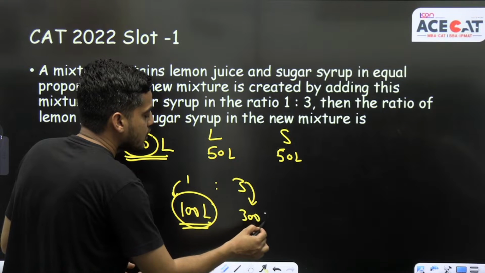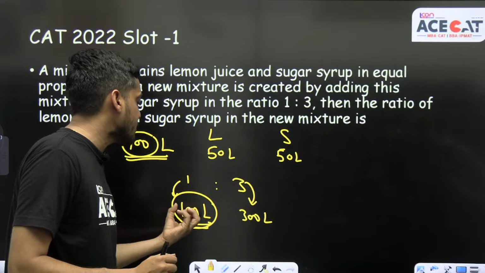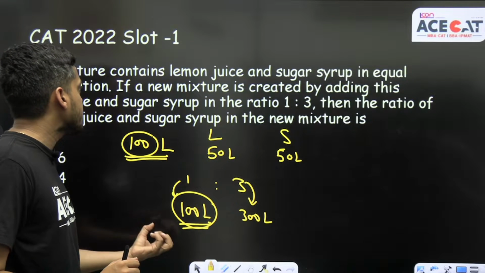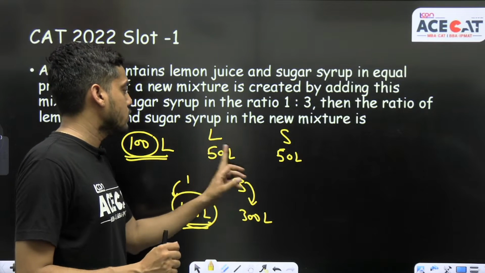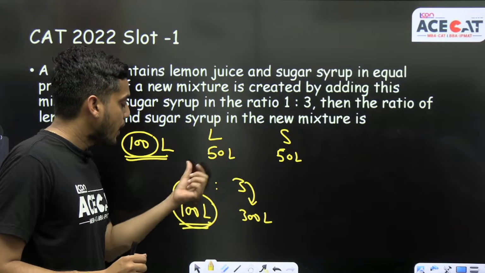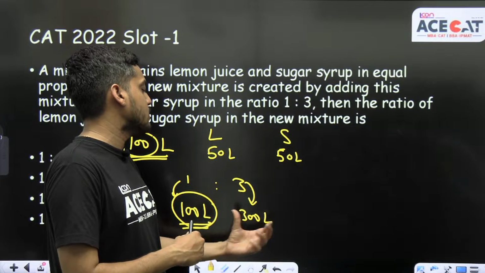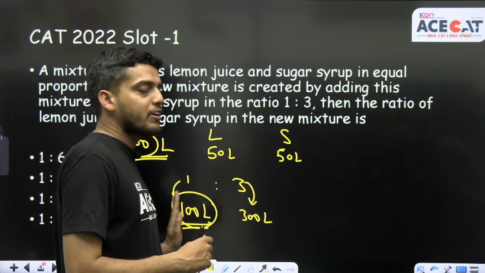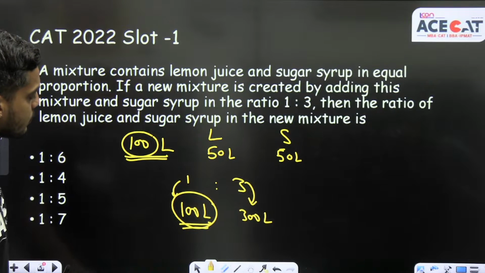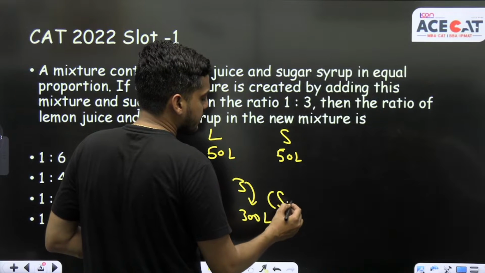Yes or no? So what we are doing is mixing 100 liter of our first mixture of lemon juice and sugar syrup, in which lemon and sugar syrup are equal, with 300 liter of sugar syrup. So we are mixing in the ratio of 1:3 only. I hope it is clear to you. Now the 300 liter is pure sugar syrup.